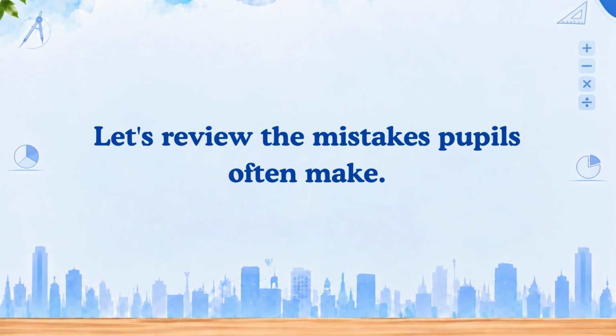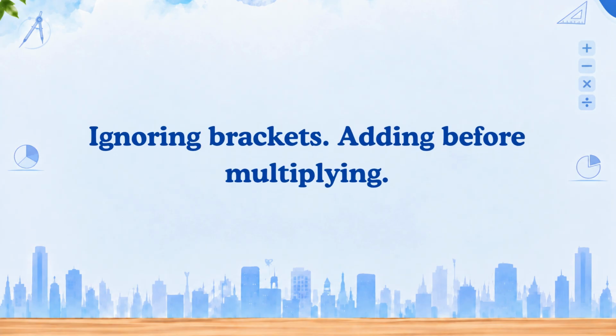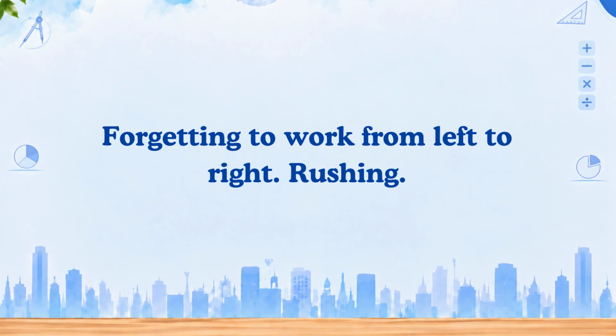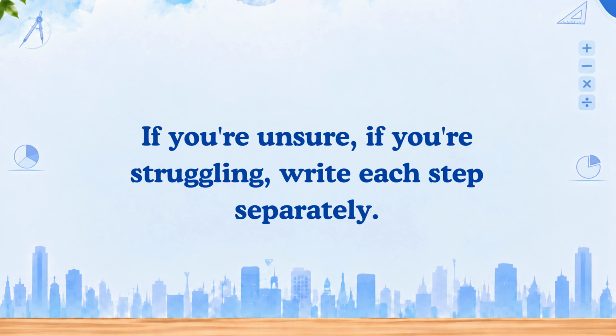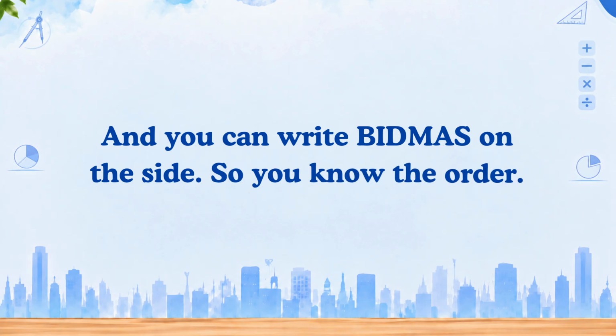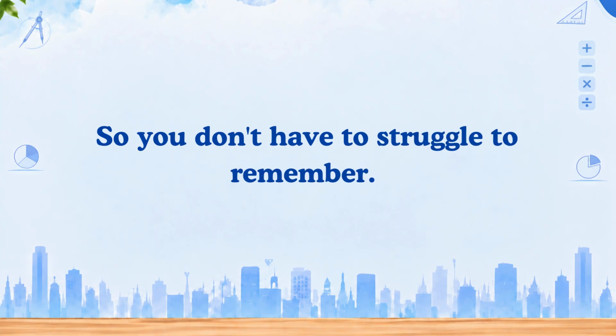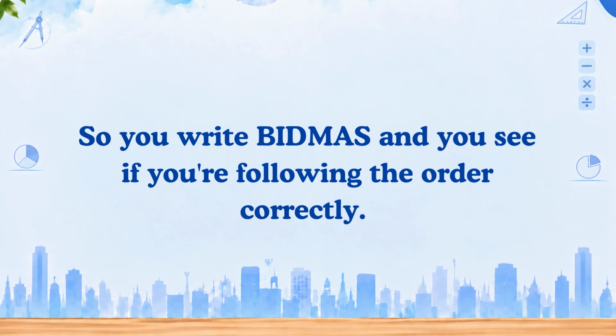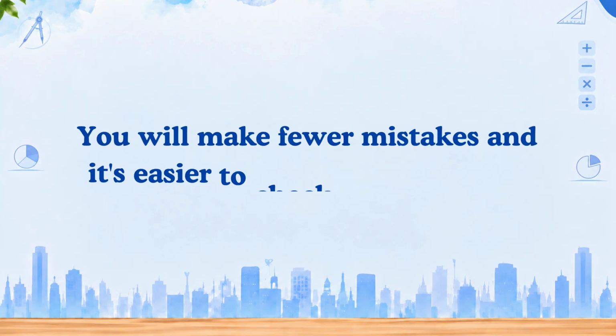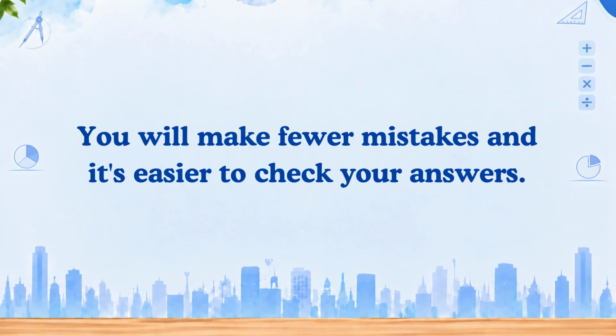Let's review the mistakes pupils often make. Ignoring brackets, adding before multiplying, forgetting to work from left to right, rushing. If you're unsure, if you're struggling, write each step separately, and you can write BIDMAS on the side so you know the order, so you don't have to struggle to remember. So you write BIDMAS and you see if you're following the order correctly. You will make fewer mistakes and it's easier to check your answers.